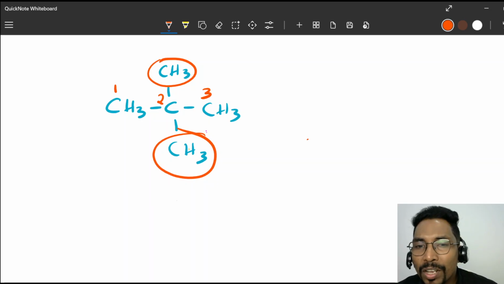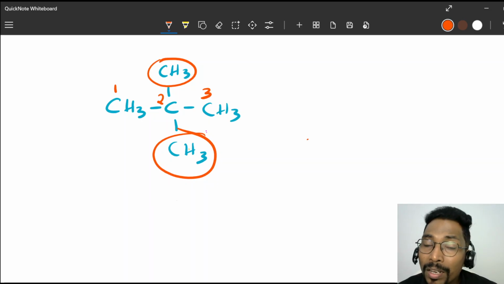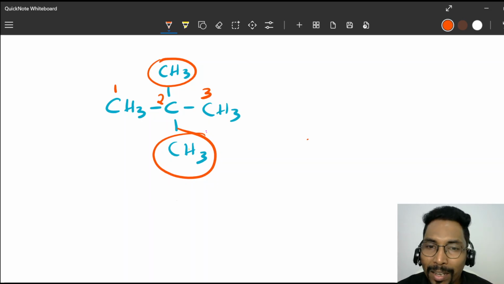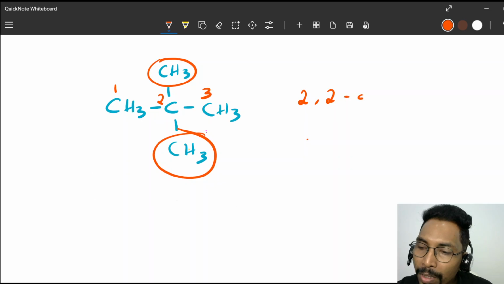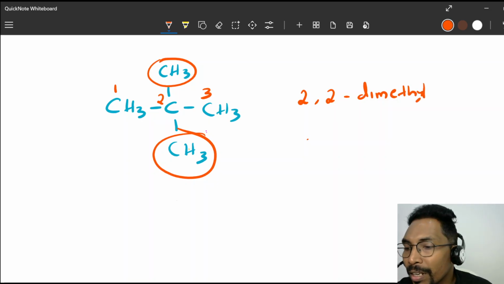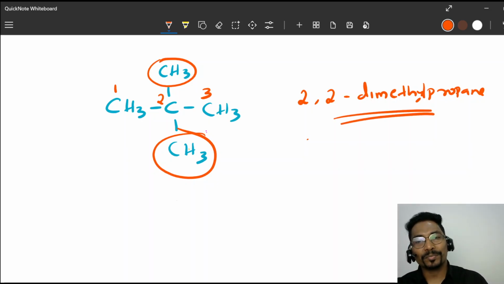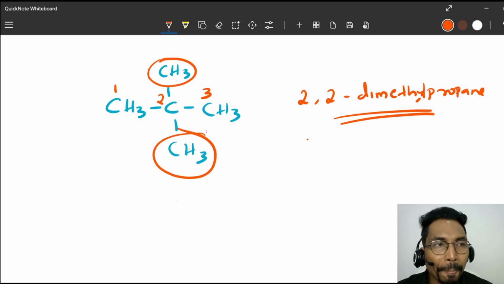So the branch is on which carbon? The branch is on the second carbon. Two branches are there, and both the branches are on the second carbon. So you have to repeat that number two times. Clear? So 2, 2, then how many branches are there? 2, so dimethyl. And what is the parent chain? Propane. That's it.